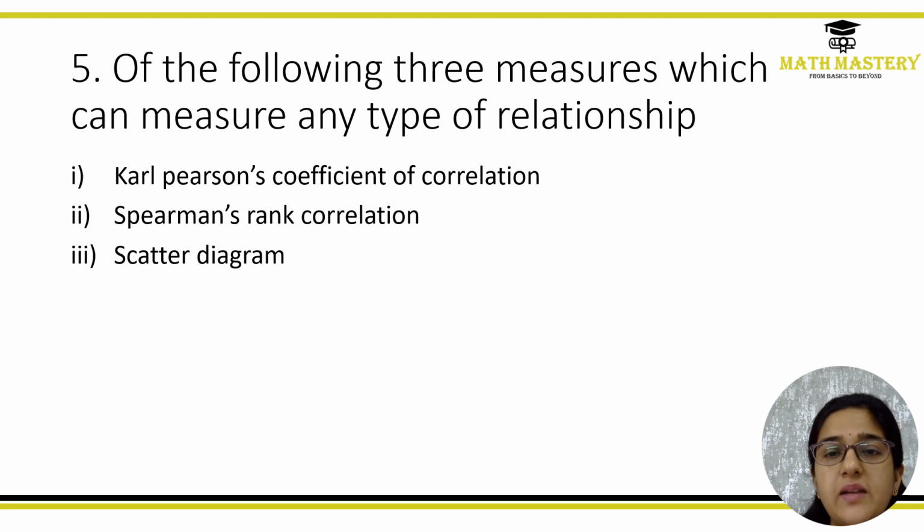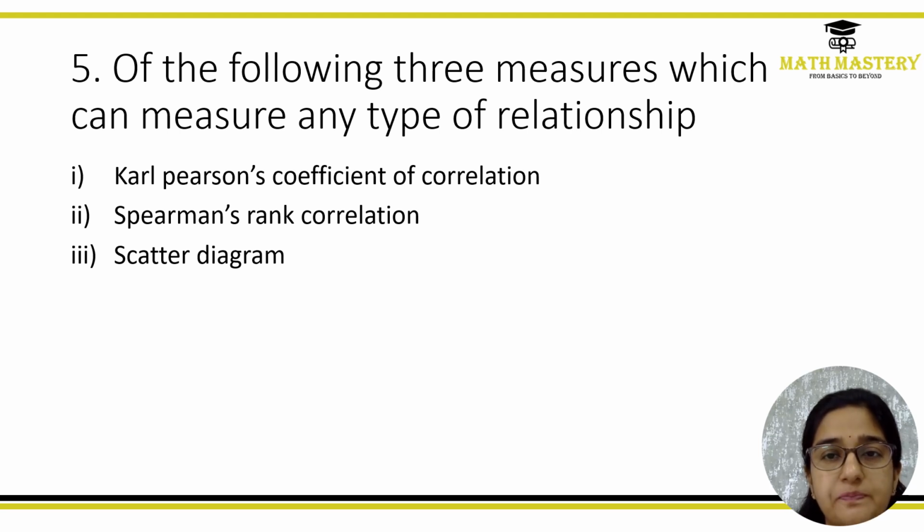Of the following three measures, which can measure any type of relationship? Number 1, Karl Pearson's coefficient of correlation. Karl Pearson's coefficient of correlation only measures the linear relationship between the two variables. So therefore, this is wrong. Second, Spearman's rank correlation. Spearman's rank correlation can measure linear as well as non-linear relationship between the variables. For non-linear relationships, the ranks are assigned and it is converted into a linear relationship between the variables and then it is calculated.